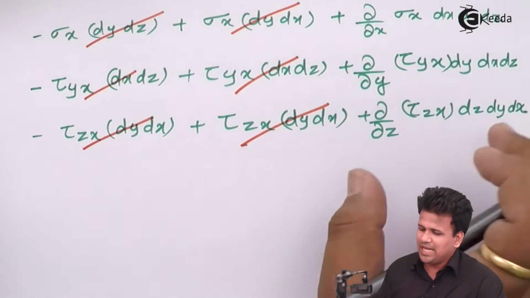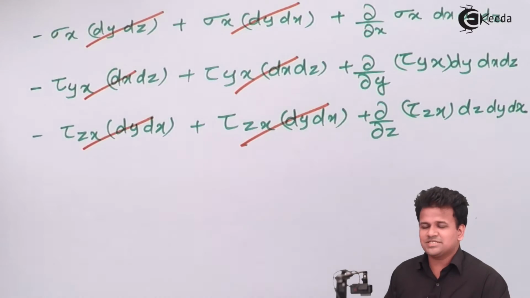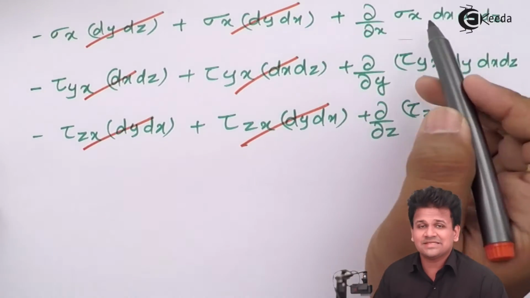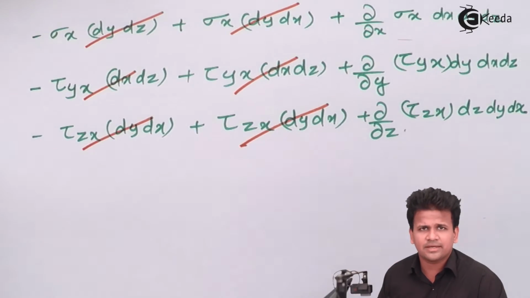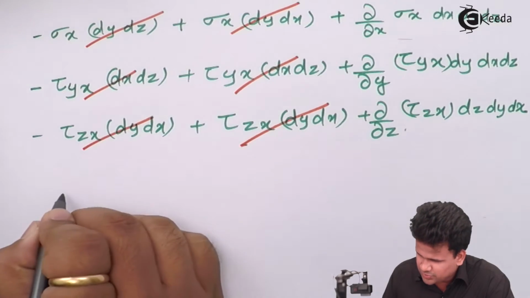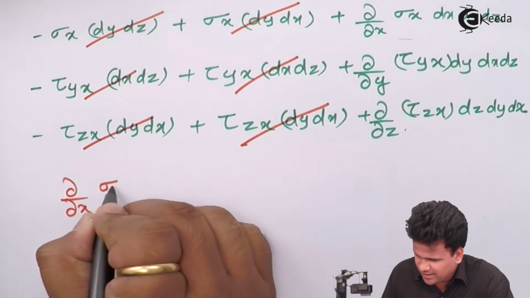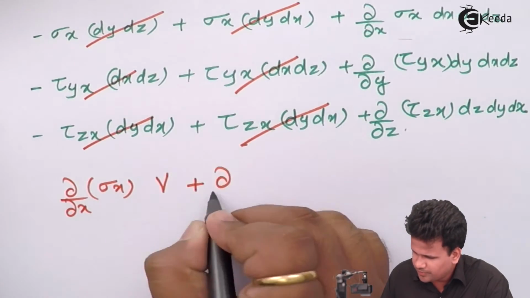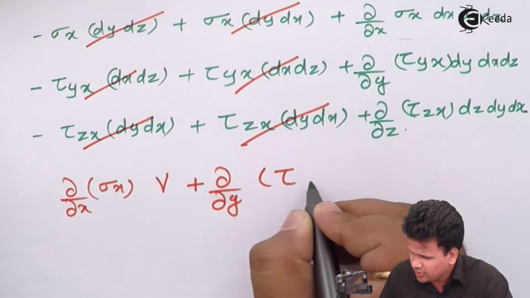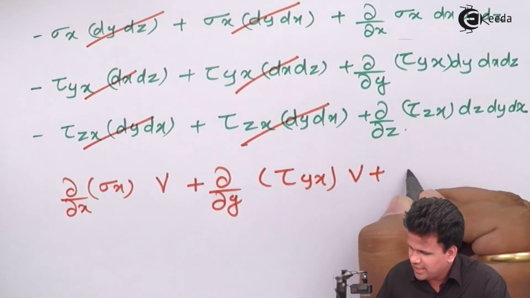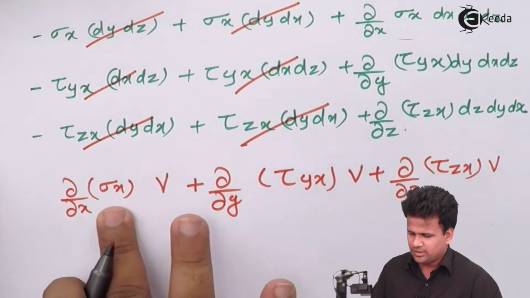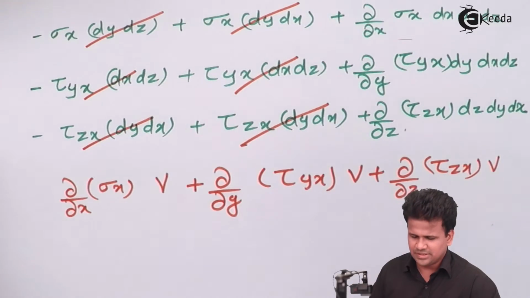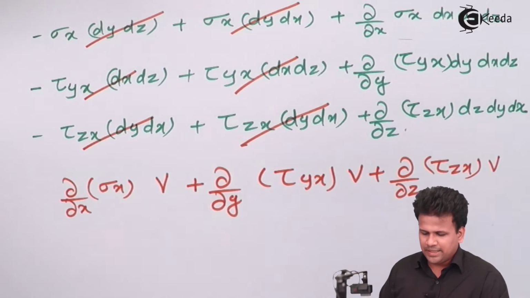Hence whatever we have over here along x direction will constitute two forces. This is the force due to pressure, since it is perpendicular to the area of cross section, and this is the force due to viscosity, that is, the shear stresses acting along x direction. So let us write this down. This will be dou by dou x of sigma x into volume, plus dou by dou y of tau yx into volume, plus dou by dou z of tau zx into volume. These two forces are shear forces, and this is the longitudinal force, but that will be taken in terms of a stress force, in terms of pressure force.